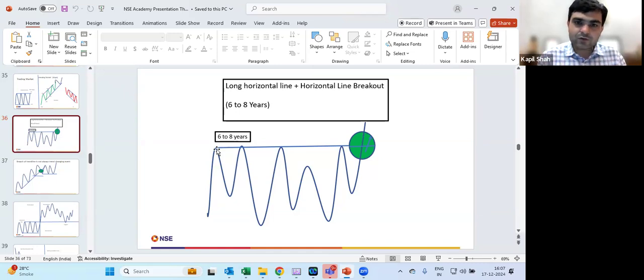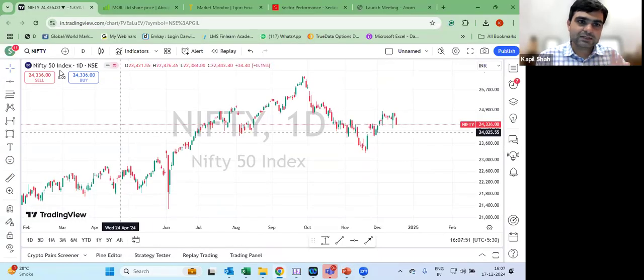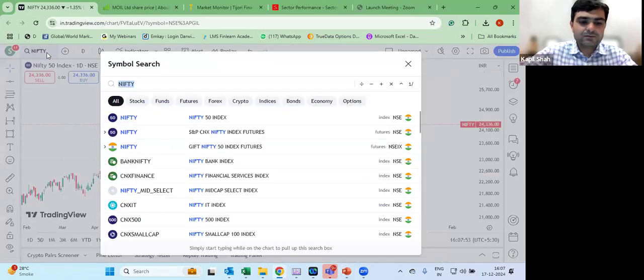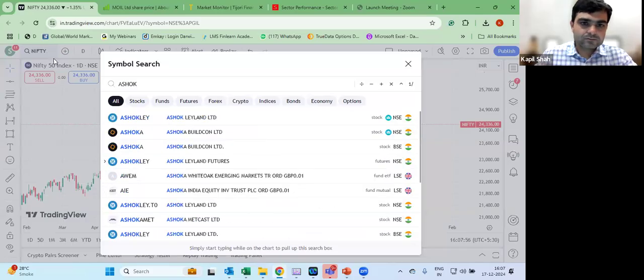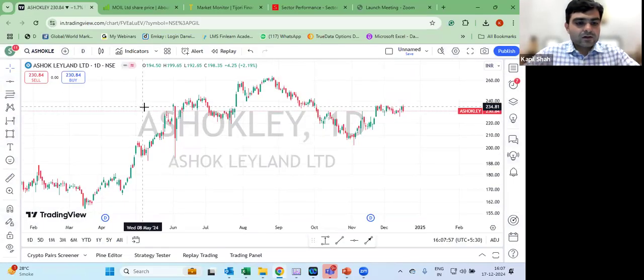So when the chart is in front of us, we just need to look at what the turning points are, and then we have to play around with the lines. So let's say, for example, I take one particular chart. That is Ashok Leyland, for example.